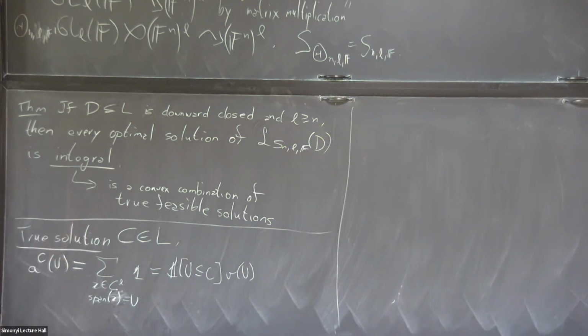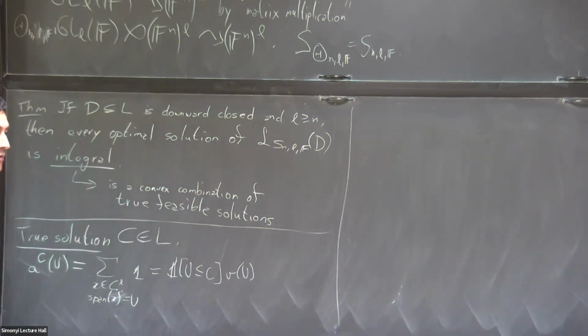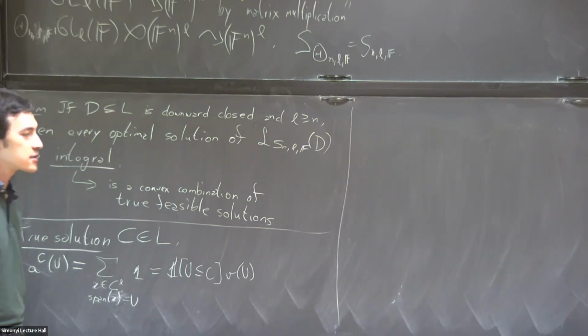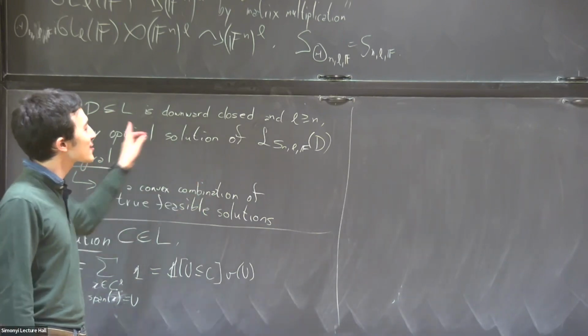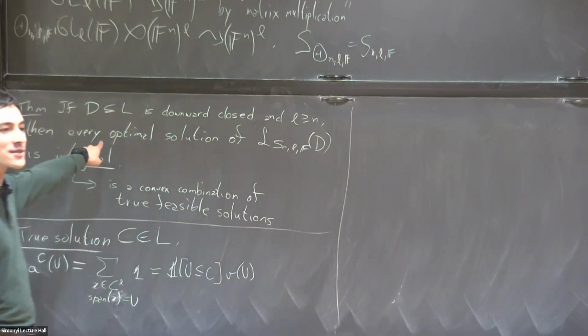What is downward closed? Downward closed means once you have a set in L, you also have its subsets, its subspaces. It's the usual notion. And in fact, this is a hint of how we're going to handle this. We're going to remember that this set is a closed set, right?